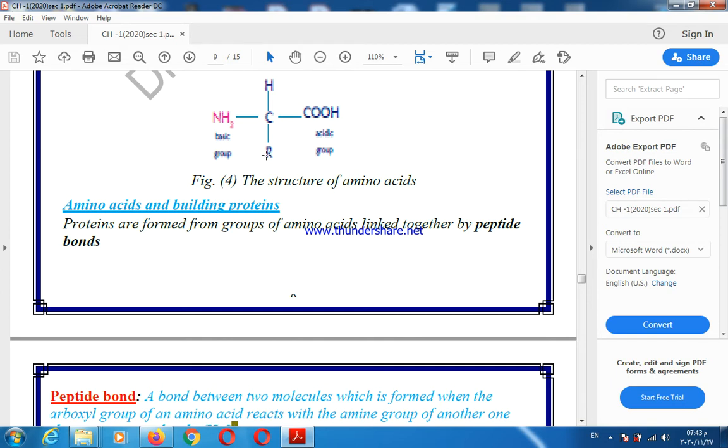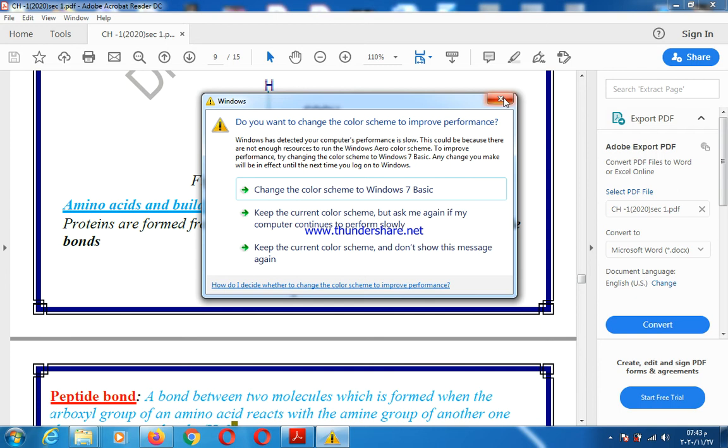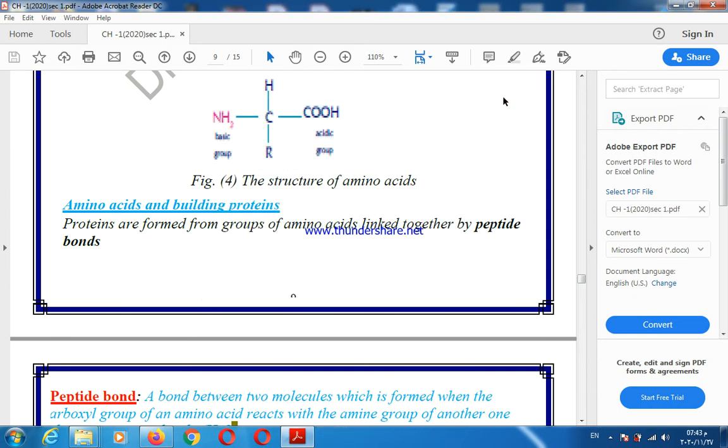We have 20 different amino acids. They enter in the structure of thousands of proteins inside our body. How can a limited number of amino acids share in the formation of thousands of proteins? In fact, proteins are formed from amino acids that differ in number, type, and arrangement, so we have many proteins. Amino acids build proteins.